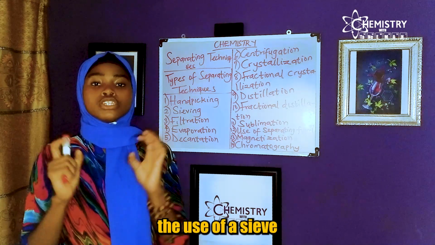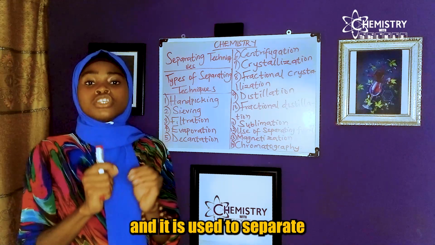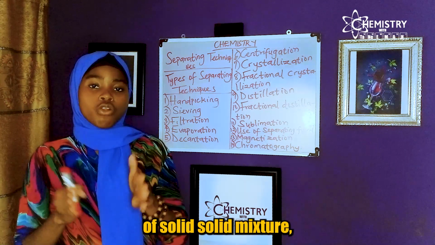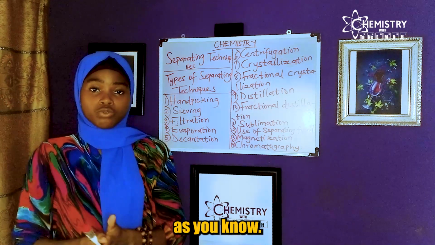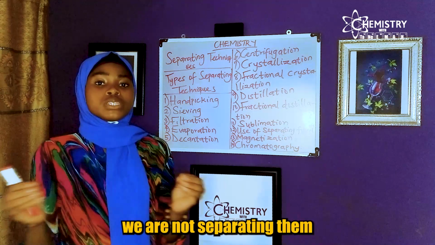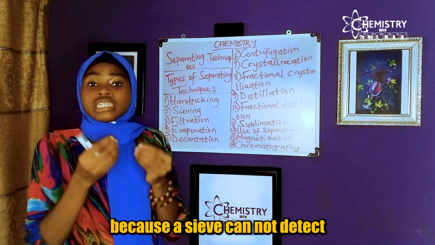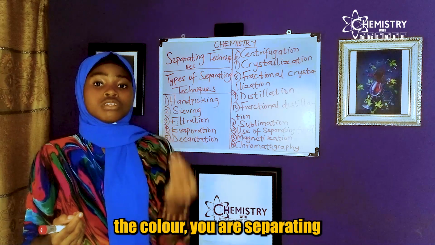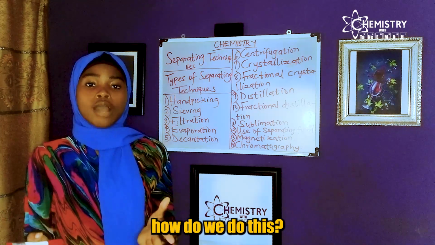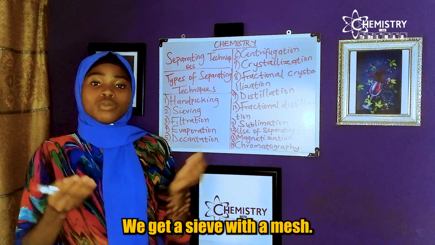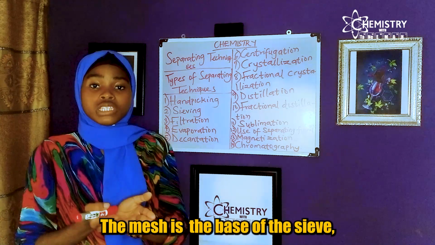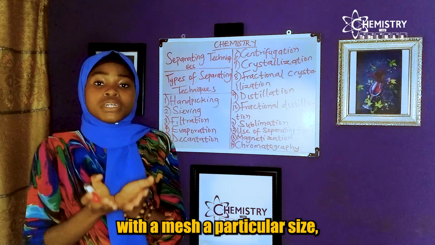Sieving requires the use of a sieve, and it is used to separate a solid mixture as well. But this time around, we are not separating them based on their color because a sieve cannot detect the color. We are separating them based on their size. How do we do this? We get a sieve with a mesh. The mesh is the base of the sieve. We get a sieve with a mesh of a particular size.